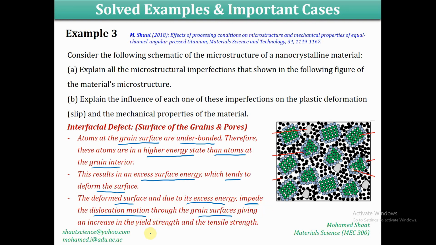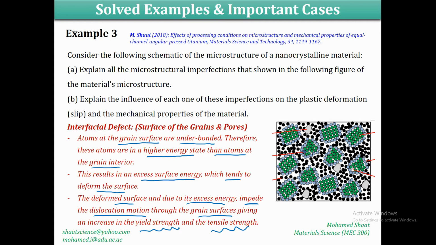and this will impede the dislocation motion, and accordingly the strength of the material, whatever it is, yield or tensile strength, both are going to increase. Because of what? Because of this extra energy that is generated over the surface of all of these different grains. So this also explains why the overall strength of nanocrystalline material increases. This is because of the surface of the grain.